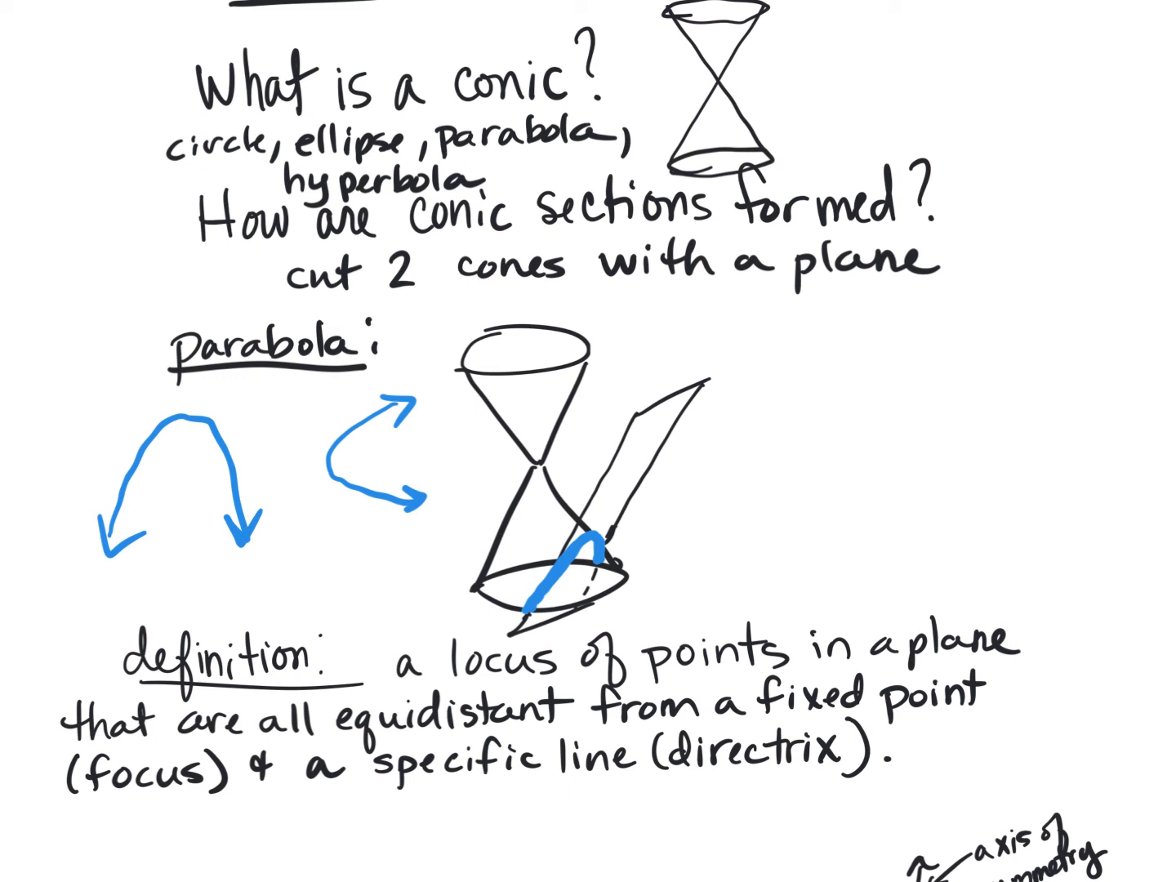Where's H and K going to be? With the vertex. So there's my H and there's my K. How am I going to find P? P is the distance from the vertex to the focus, isn't it? Isn't this P?